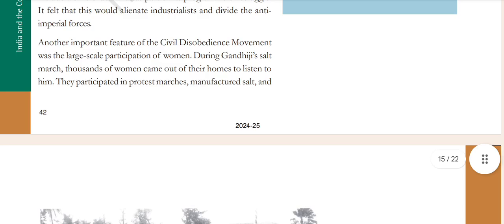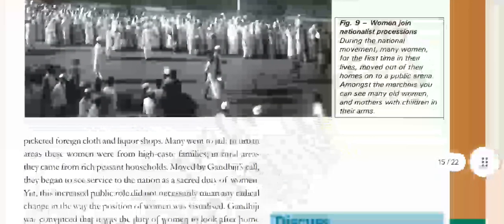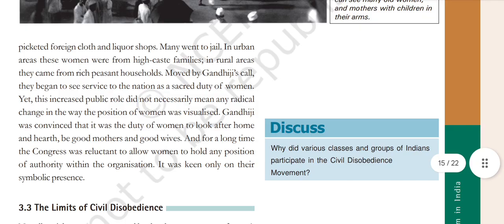Another important feature of the civil disobedience movement was the large-scale participation of women. During Gandhiji's Salt March, thousands of women came out of their homes to listen to him. They participated in protest marches, manufactured salt, and picketed foreign cloth and liquor shops. Many went to jail. In urban areas, these women were from high caste families. In rural areas, they came from rich peasant households. Moved by Gandhiji's call, they began to see service to the nation as a sacred duty of women.